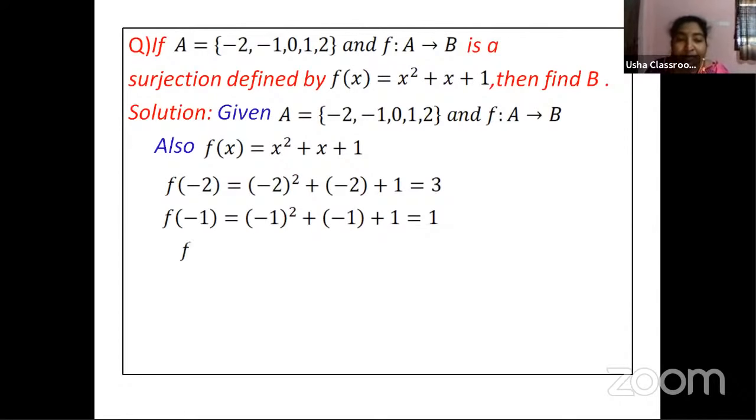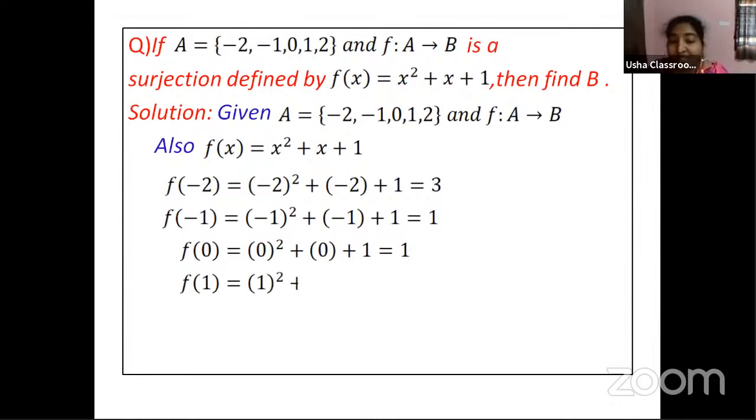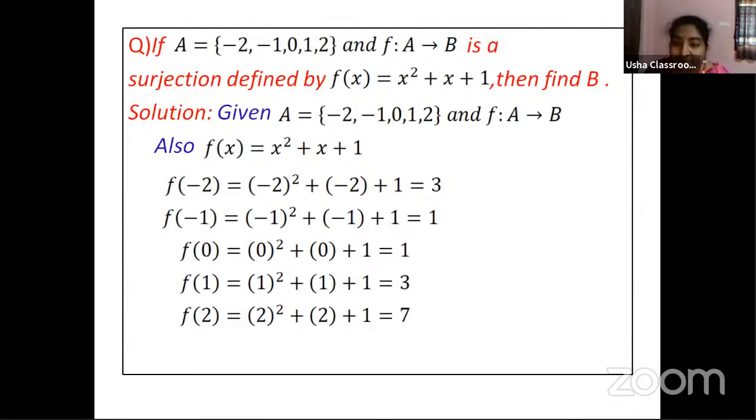Then the next value, f of 0 is equal to 0 square plus 0 plus 1, which is nothing but 1. Then f of 1 is 1 square plus 1 plus 1, which is equal to 3. Then f of 2 is 2 square plus 2 plus 1, which is equal to 7. 2 square is 4 plus 2, 6 plus 1, 7. Right, children? Now just observe this. You have the functional values 3, 1, 1, 3, 7.